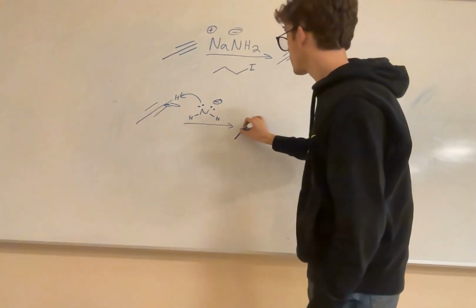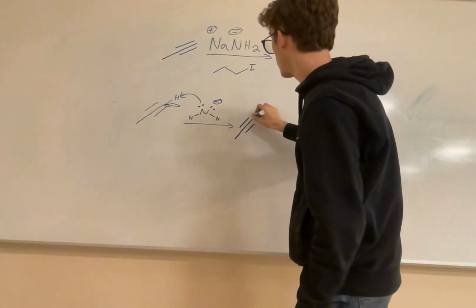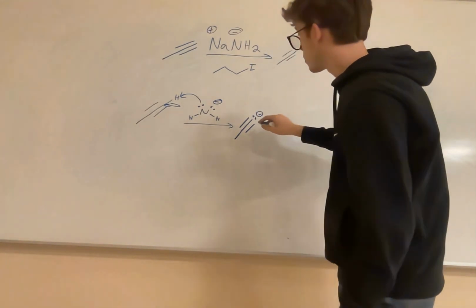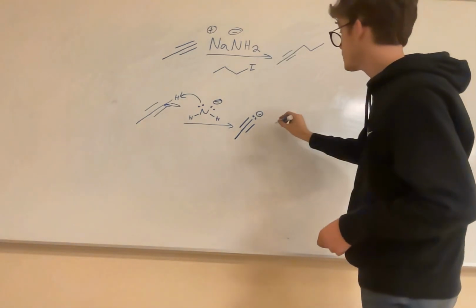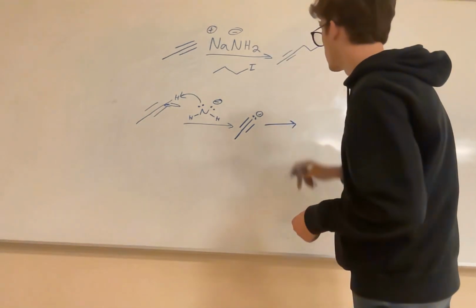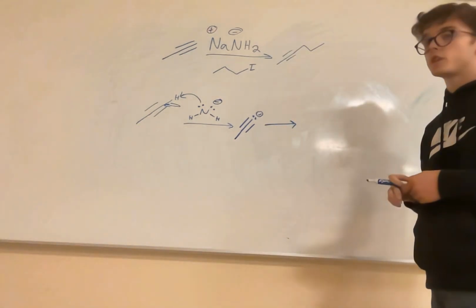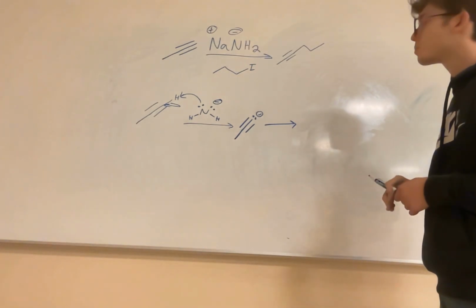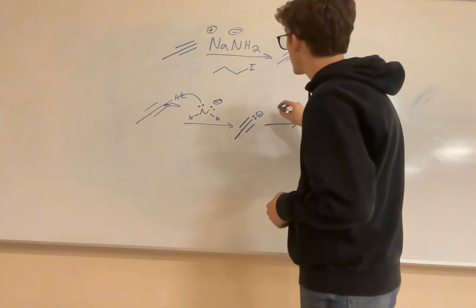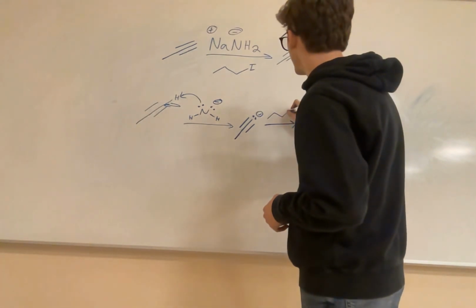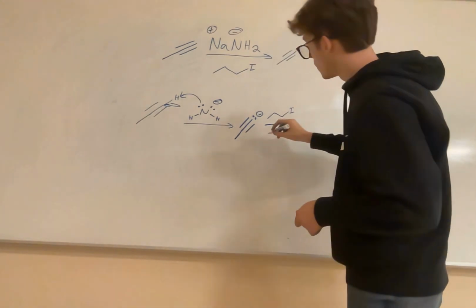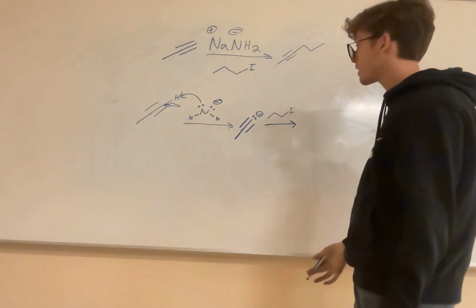So we get this here. We get a negatively charged terminal alkyne. What's going to happen next is we know that carbon with a negative charge is not too favorable, right? It's pretty unstable, and it can act as a nucleophile. There is a lot of electron density right there in that molecule. So what's going to happen is we're going to get some backside attack.